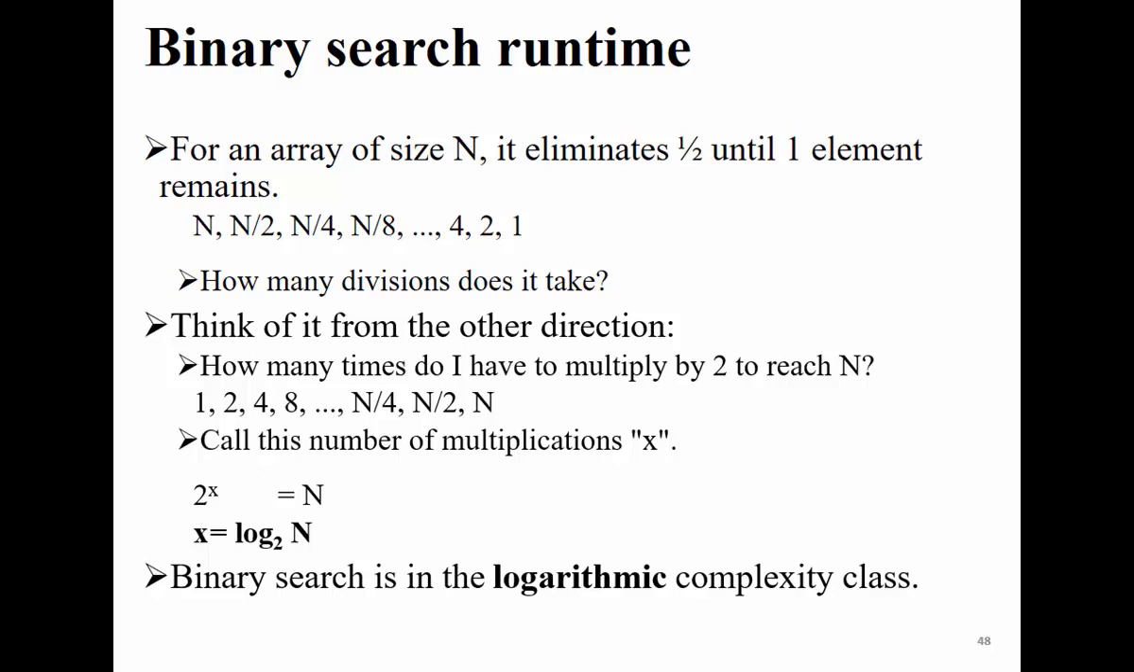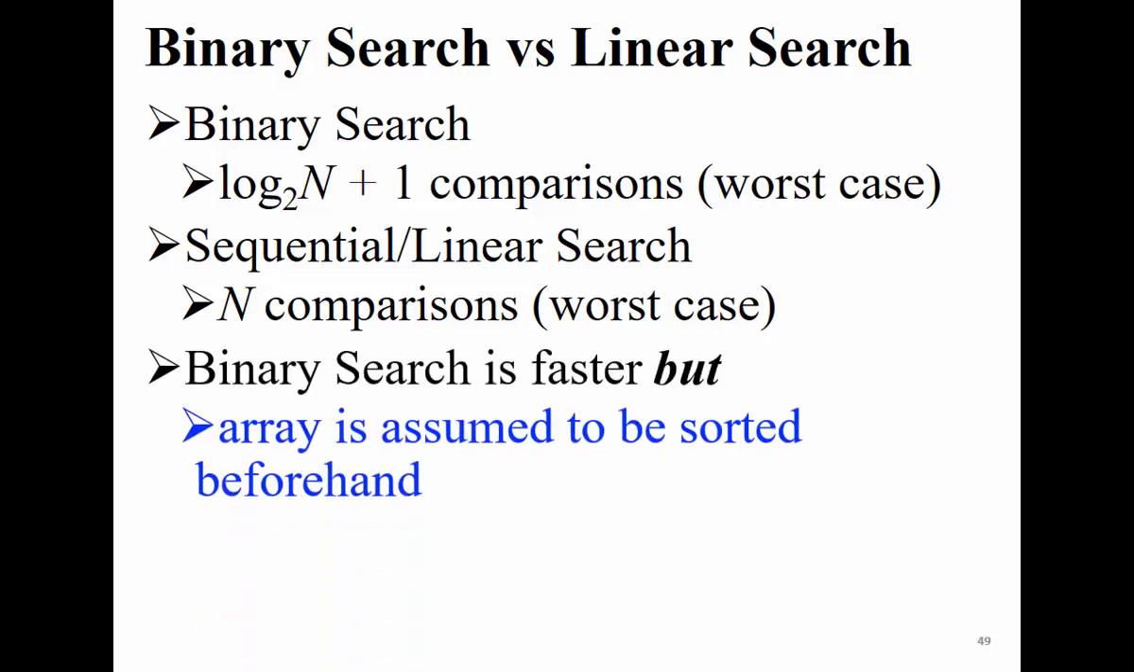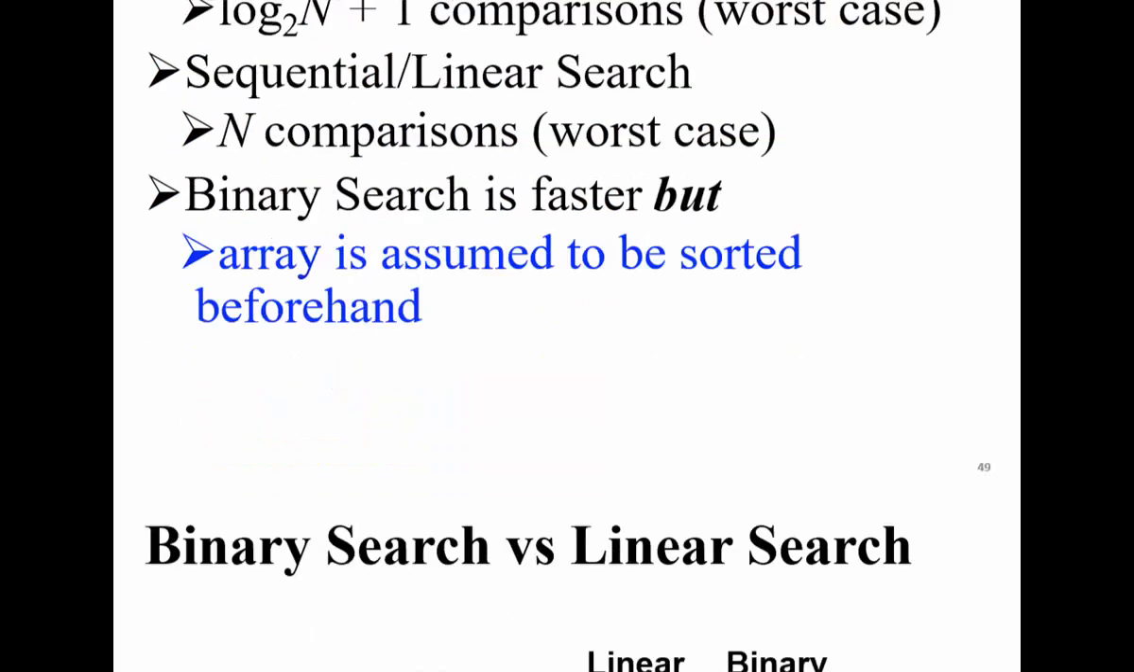So the time complexity is logarithmic. If you have a loop and each time in this loop you divide the size of the input by 2, then you have logarithmic time, log of n to the base 2. So the binary search will be log of n plus 1. The 1 is not important, but it's the last comparison in the worst case. And the linear search is n, linear time complexity. So the binary search is very fast, but it needs the array to be sorted in advance.